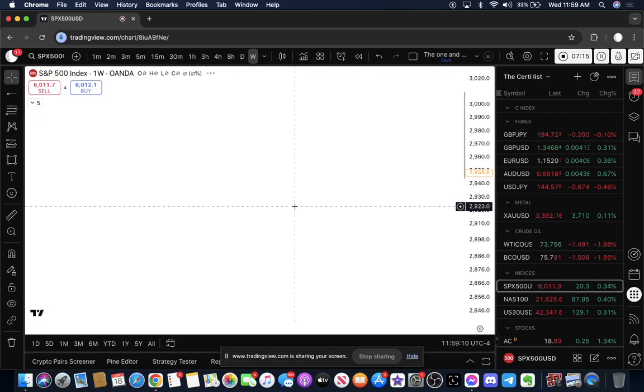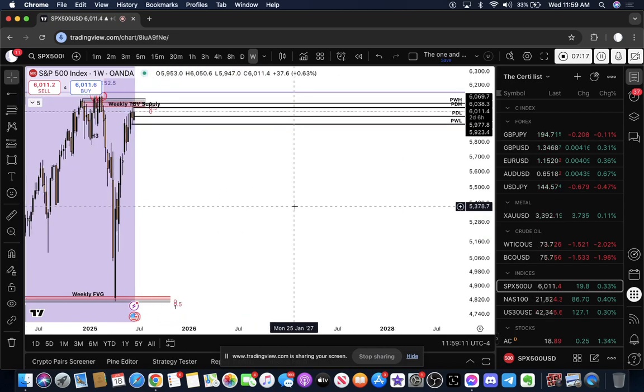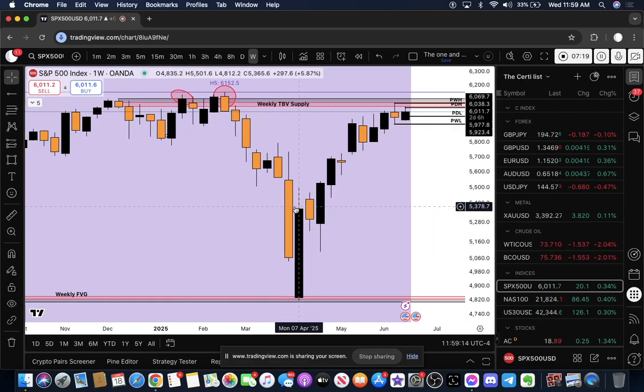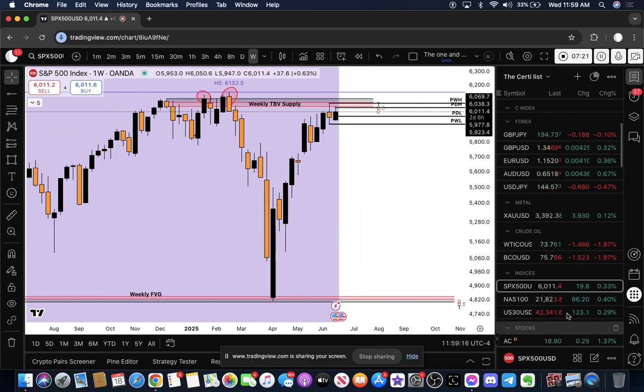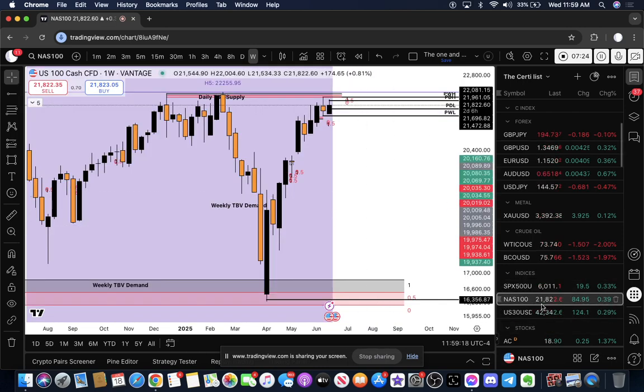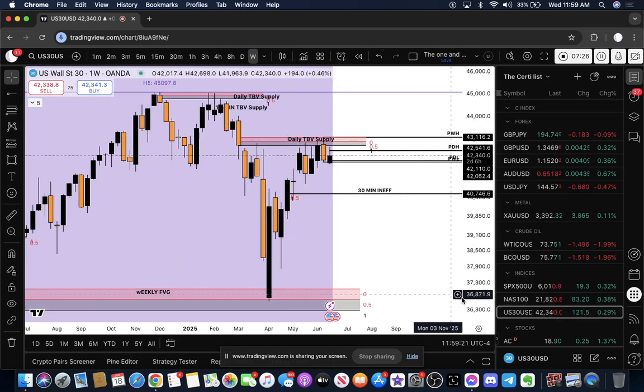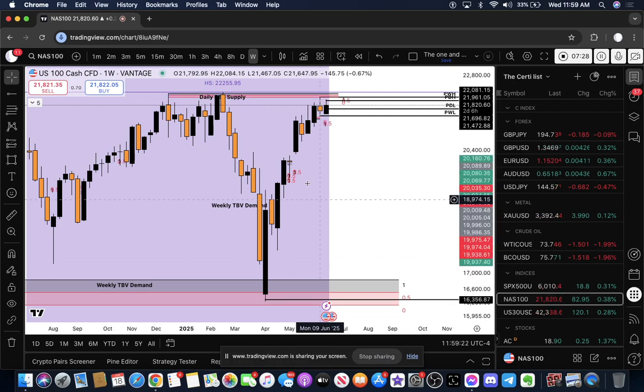S&P 500 USD. Price looking like it's about to reject from that weekly area of supply again. Let's see what price does in that area. Same thing on the NAS and US 30. US 30 is kind of different, so NAS and S&P, I'll break it down the same way.